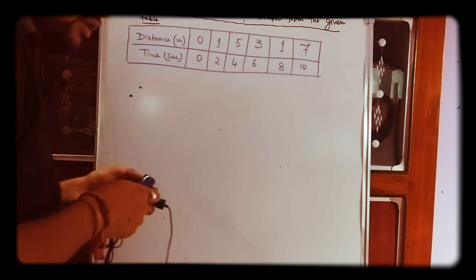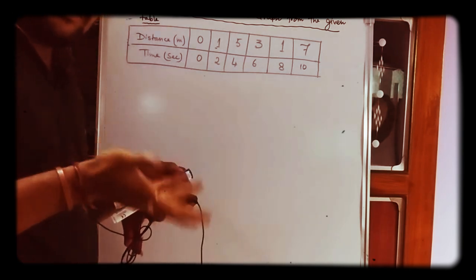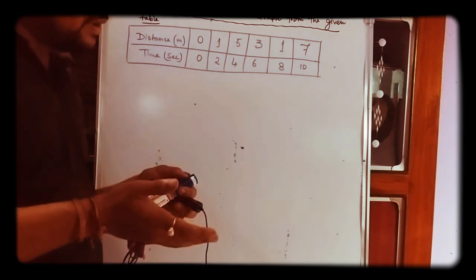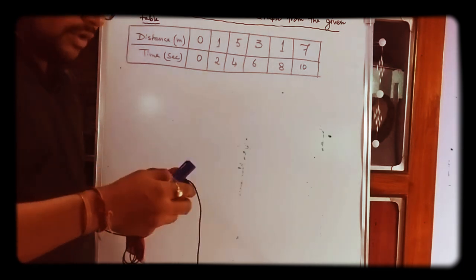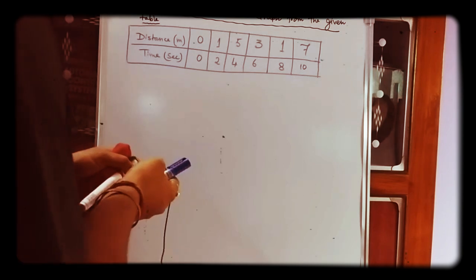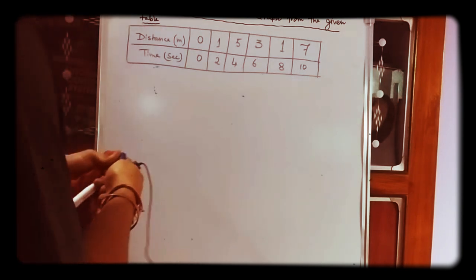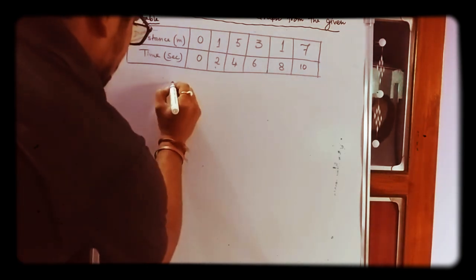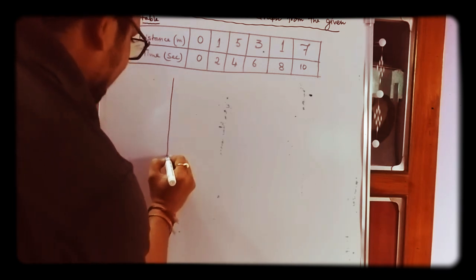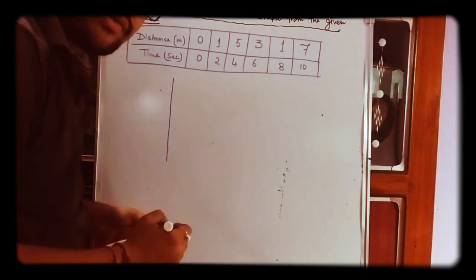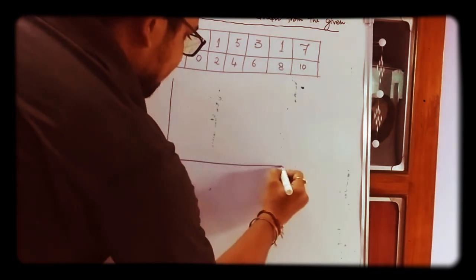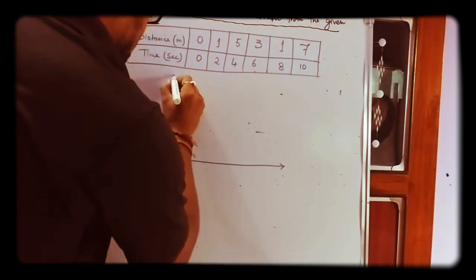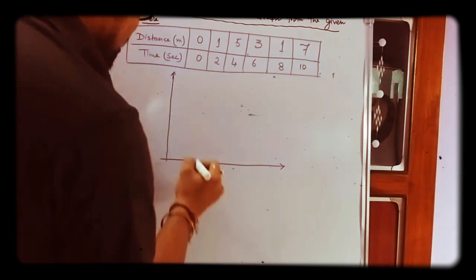First, as I told you, if you have graph paper, you can draw on graph paper. But if you don't have graph paper, just draw a virtual graph, which means you have to create a graph. First of all, draw a y-axis. The vertical line is called the y-axis, as I told you already, and this is called the x-axis. So this is y and this is x.